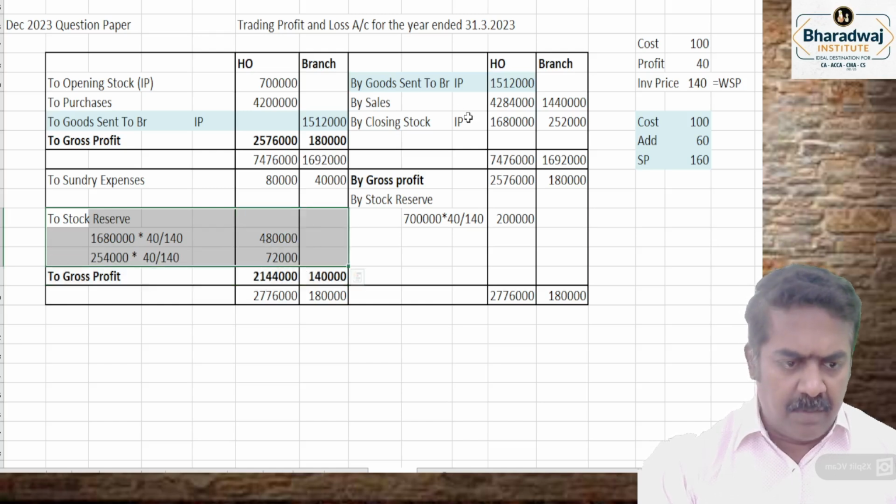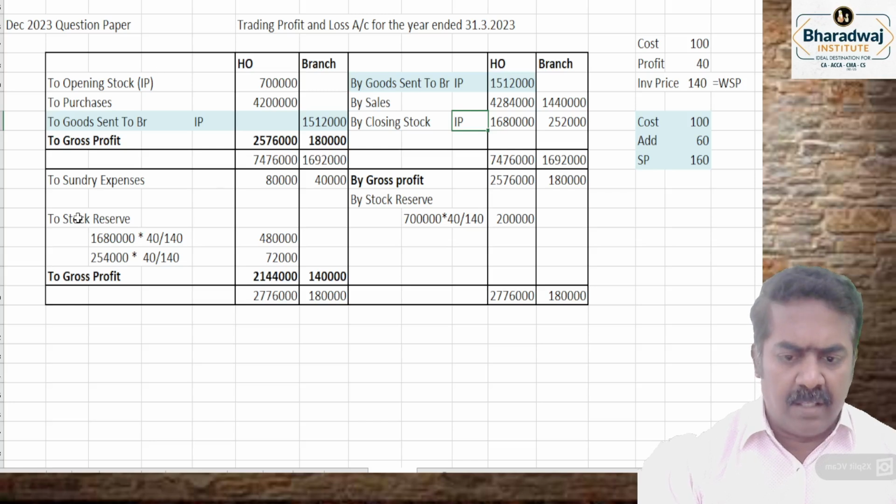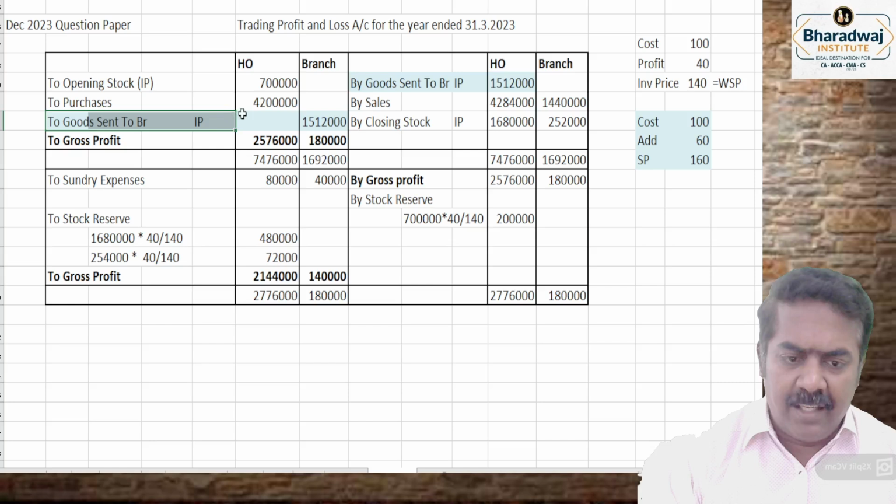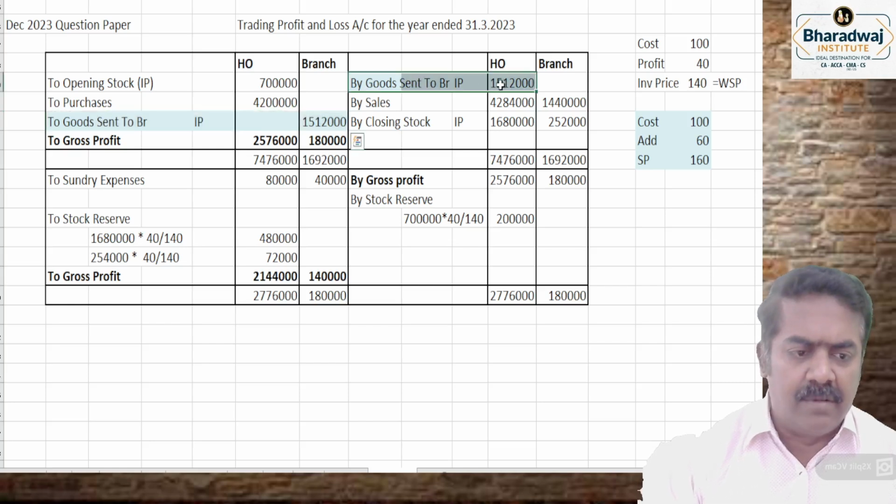Because head office stock will be at invoice price, branch stock also will be at invoice price. We just remove the loading in the opposite side. No need to remove loading on goods sent. Why? Debited in branch, credited in what? Head office.